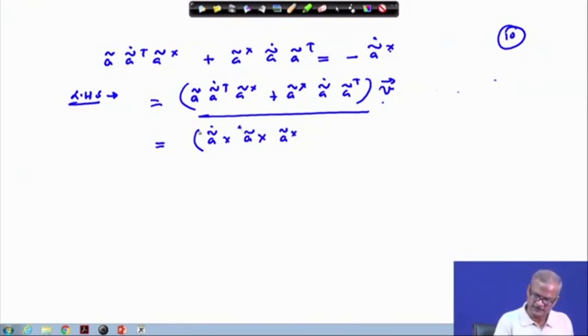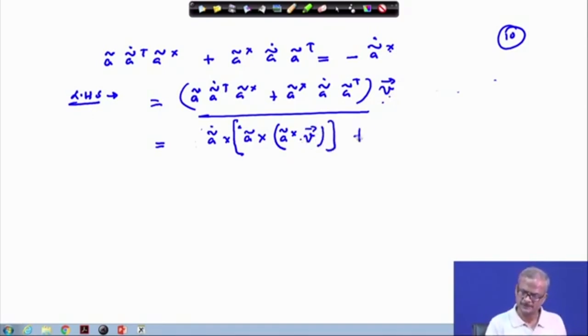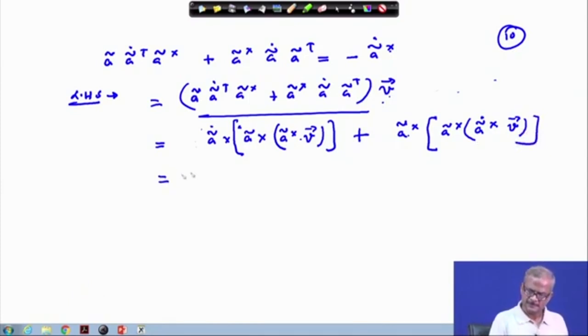So it is something like this, and this is going to operate on this nu. And plus in the same way here, a tilde cross and a tilde dot. So this is a tilde cross times a tilde dot cross, and this will be operating on this vector. And then break this.